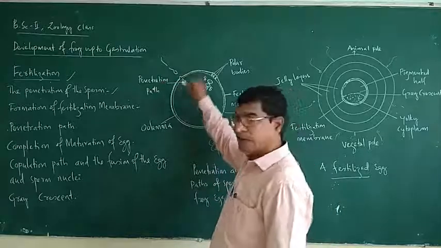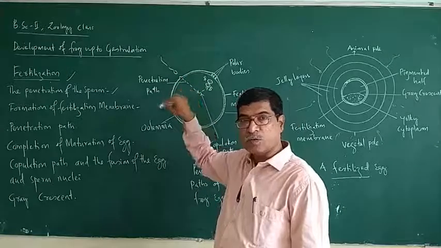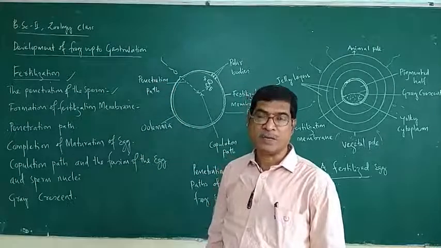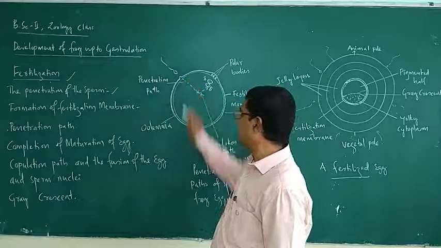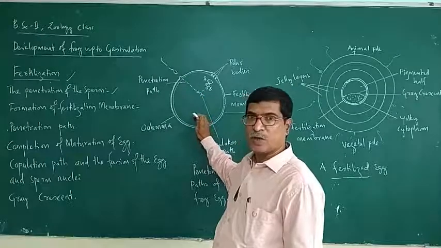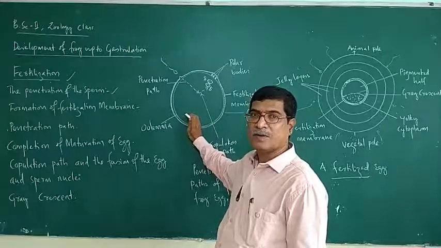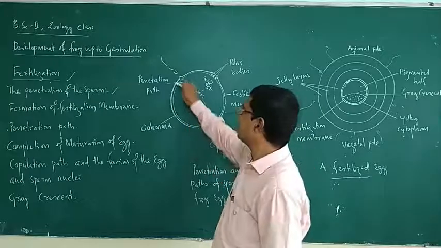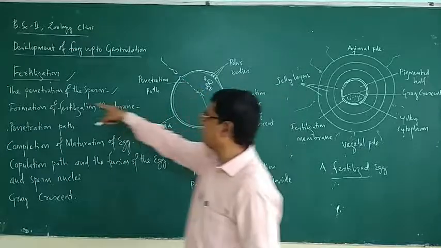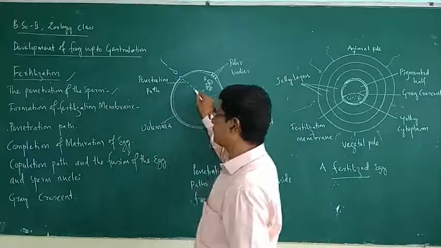See, the sperm penetrates into the ovum only through the animal hemisphere. Here only, not here. Here yolk is present. Yolk disturbs the entry of sperm. Here only the sperm can enter. Now it enters. The penetration of the sperm takes place.